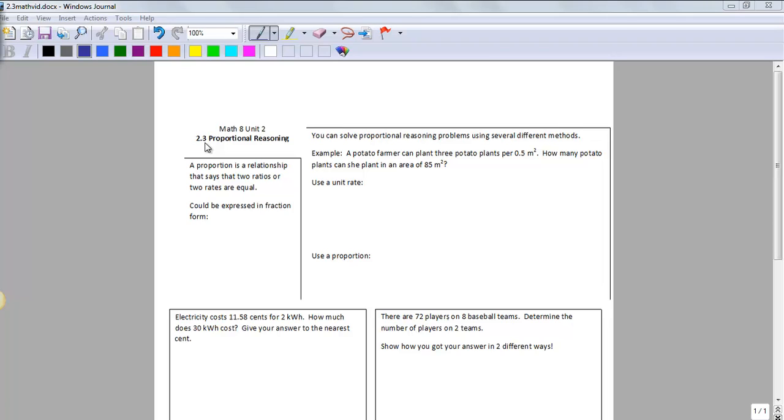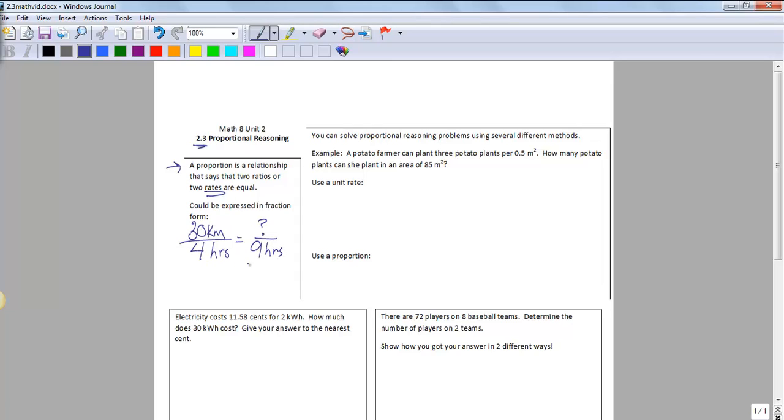So welcome to our lesson for today on proportional reasoning, and it's section 2.3 in your textbook, the last topic for chapter 2. So we probably should define what a proportion is in the first place. The definition says a proportion is a relationship that says that two ratios or two rates are equal. So for example, let's talk about a rate here. Let's say I can go 30 kilometers in 4 hours.